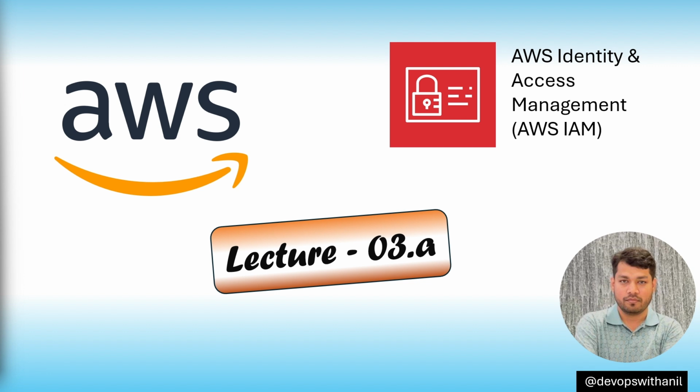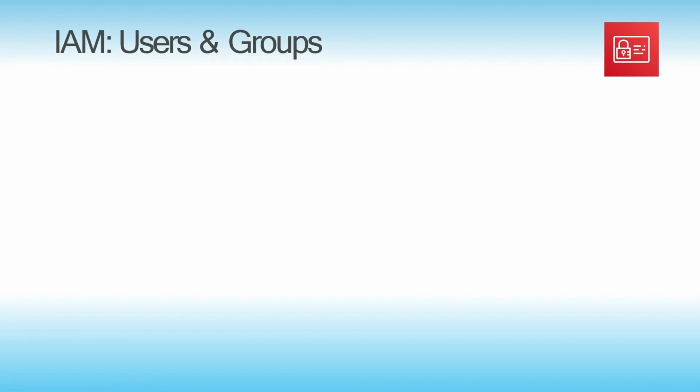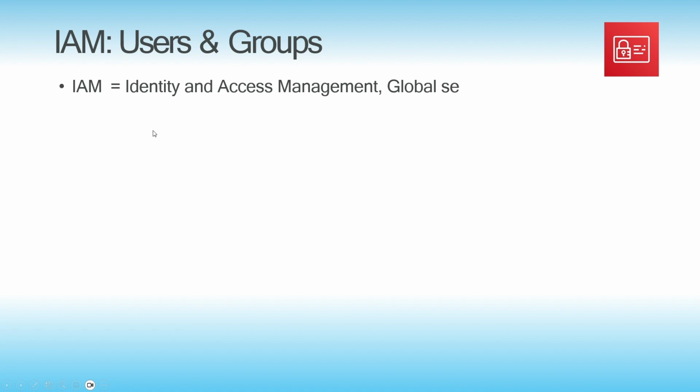Our today's topic is AWS Identity and Access Management. So, in Identity and Access Management, there are users and groups. So, what are users and groups? Basically, IAM stands for Identity and Access Management. It is a global service.